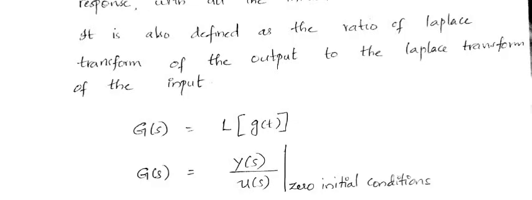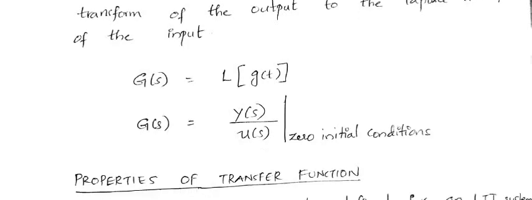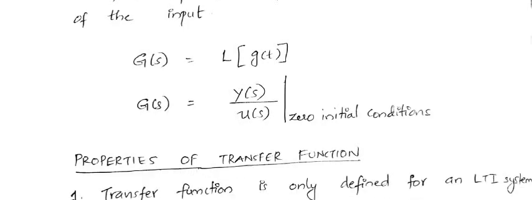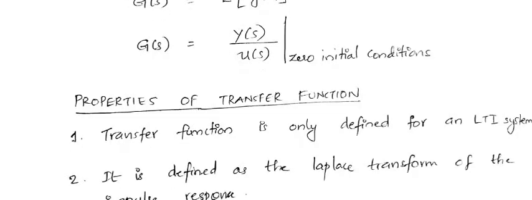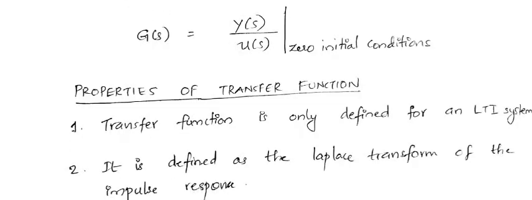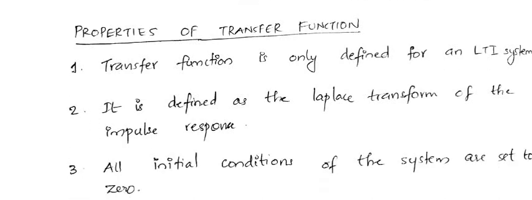So what are the properties of transfer function? The first important property is that the transfer function is defined only for LTI systems, linear time invariant systems. Then another property is one of its definitions itself. It is defined as the Laplace transform of the impulse response, right? And the third property is that all initial conditions of the system are set to 0.